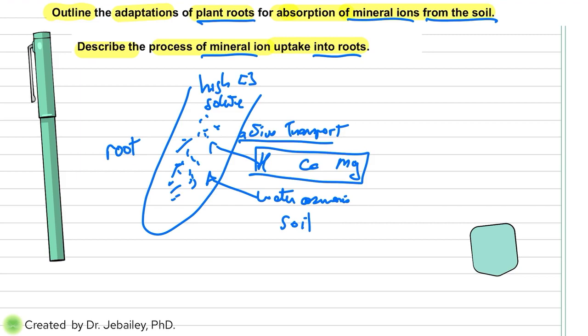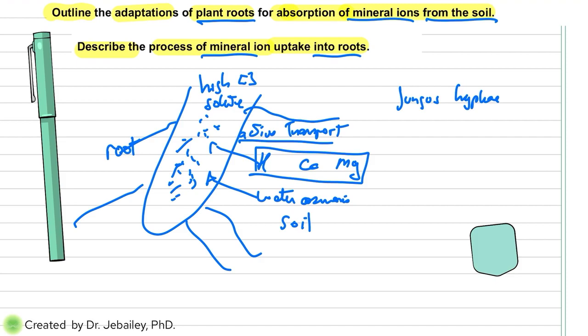Another way that you can get the minerals inside the root, other than active transport, is called the fungus, right? Hyphae. Now, hyphae are like root hairs that extend from the fungus, and this increases the surface area, so that means more absorption is happening.